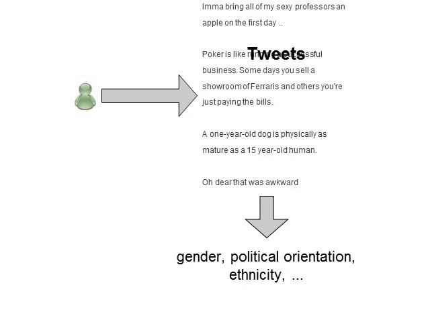I bring all my sexy professors an apple on the first day.. I don't know what those two periods are. Then some comment about poker, a one-year-old dog is physically as mature as a 15-year-old human. I mean, these are uninformative tweets. You would read one of these tweets, and I don't even understand the context behind these, but can we actually use this to learn something about these users?